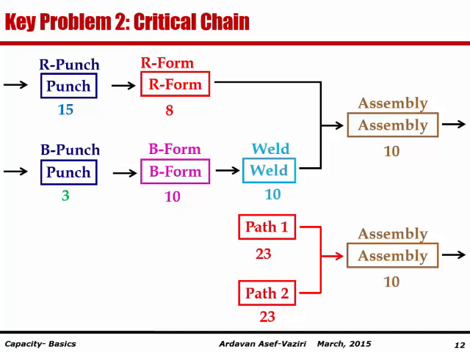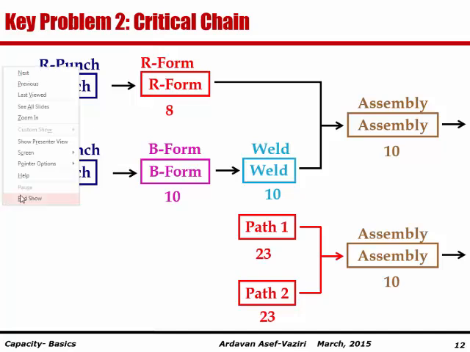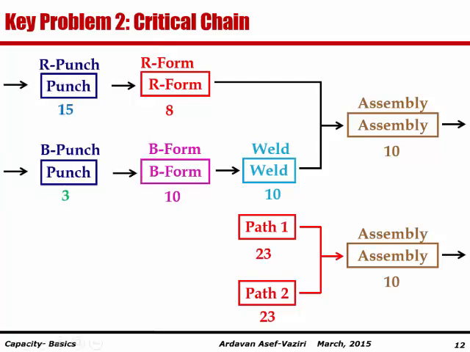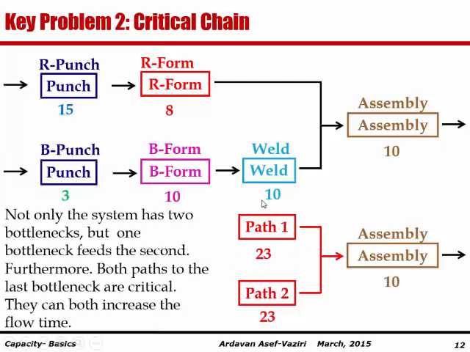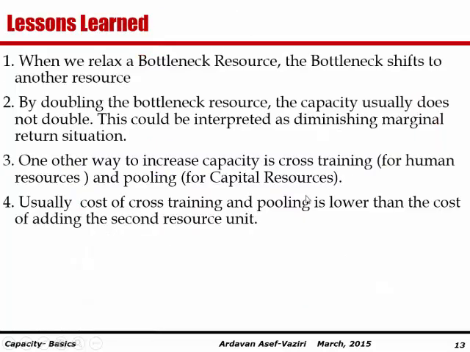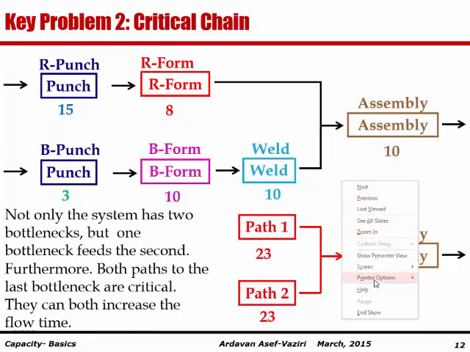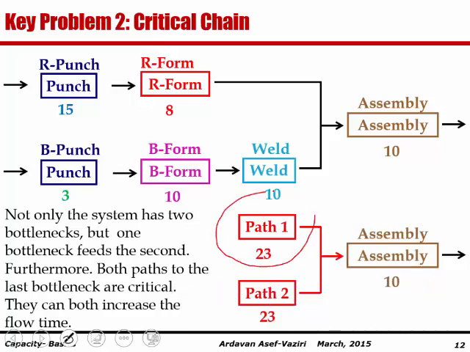Here, we also observe another difficulty, not on the capacity side, but on the flow side. Now, we have 2 passes. Each of them takes 23 minutes. We have this pass for 23 minutes, and this pass for 23 minutes.